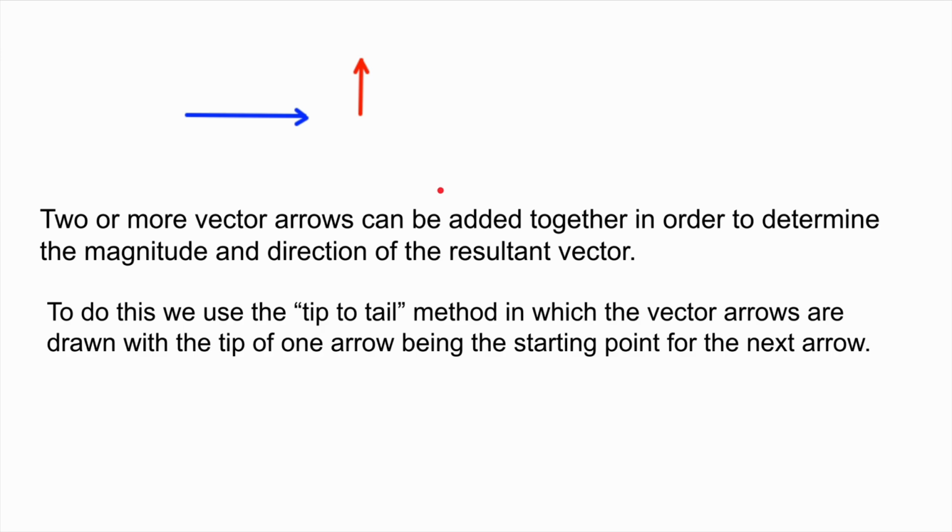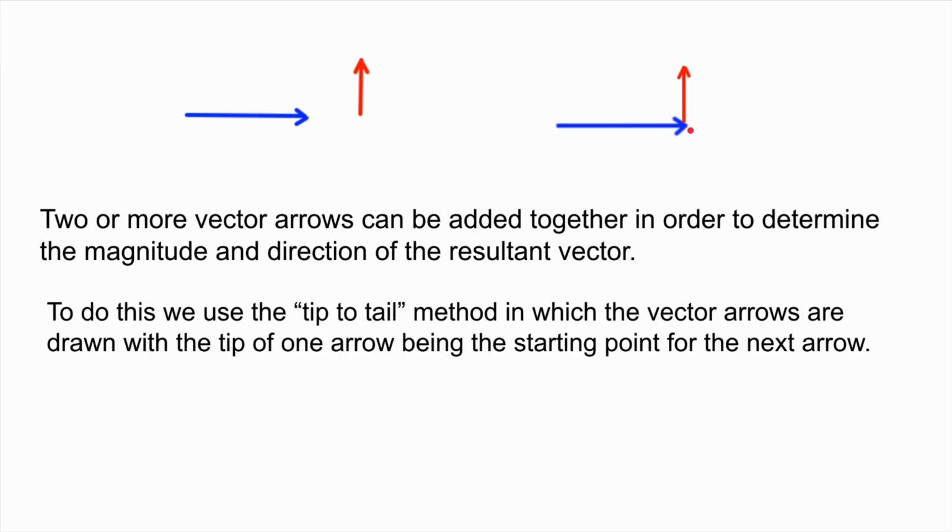To do this, we're going to use what's called the tip-to-tail method, in which I draw one arrow, and at the tip of this one, I put the tail of the next one, and I just add them up that way. So let's see how this works. I'm going to draw this one here, and then take this one and put the tail of this one at the tip of this one, like that.